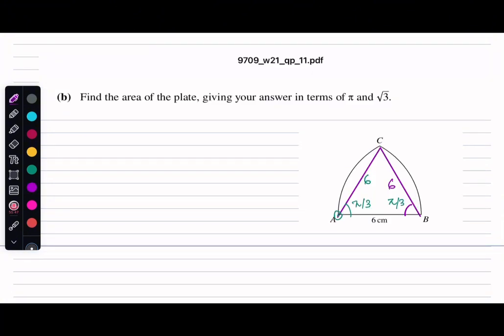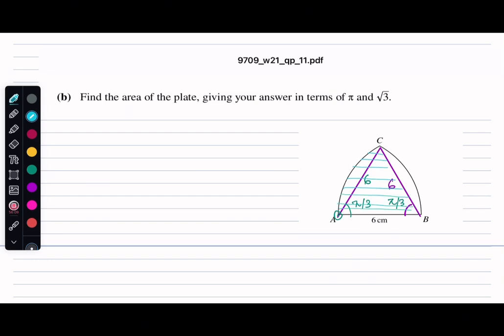Part B of the question says, find the area of the plate, giving your answer in terms of pi and root 3. So to find the area of the plate, one thing is very much obvious, that this part here is representing the sector with angle pi by 3 and radius as 6 centimeters.